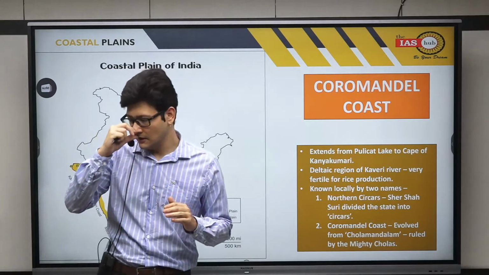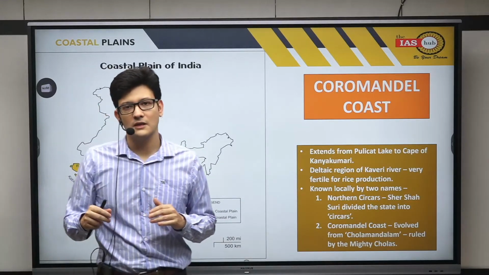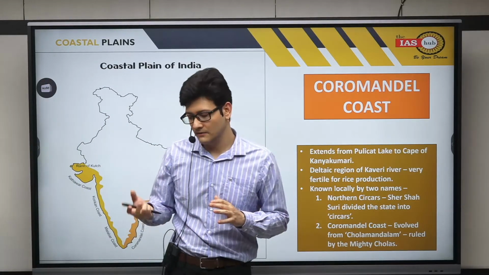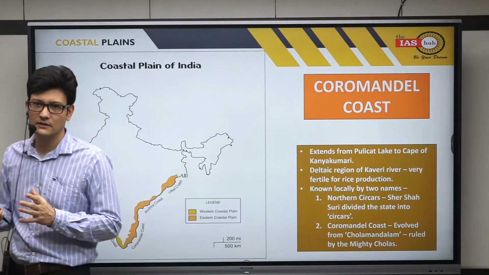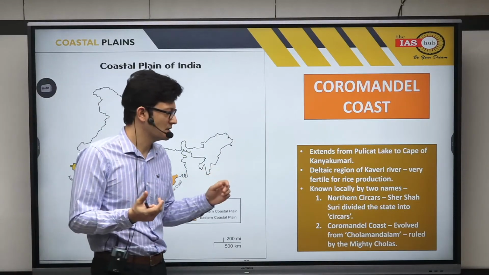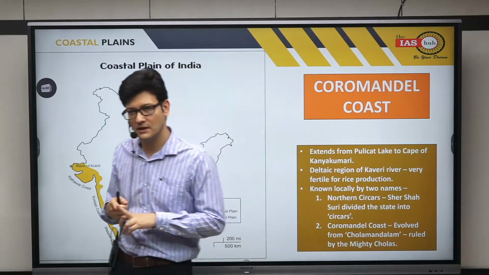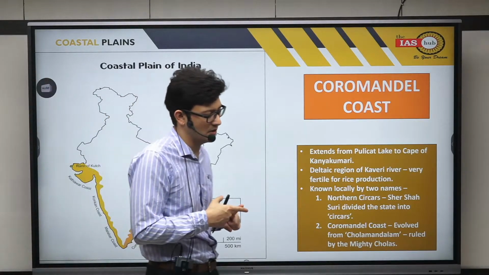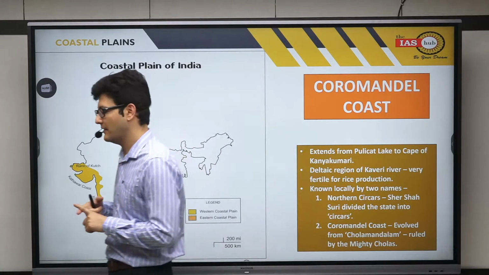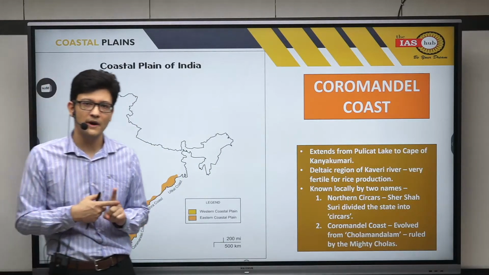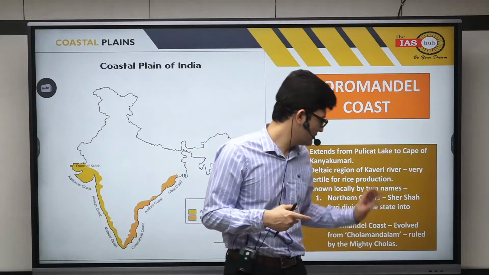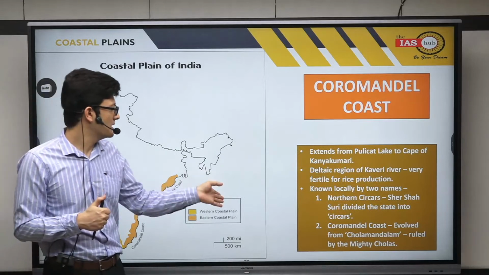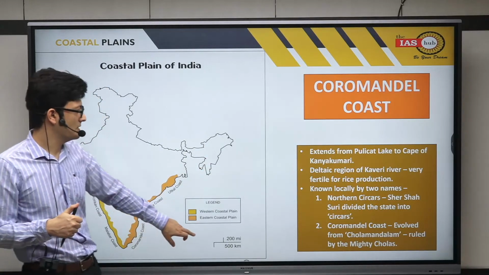So the northern side is known as Northern Sarkars. The Northern Sarkars were divided at the time of Sher Shah Suri. He divided the state into different units, federal units, which were known as Sarkars. So the northern part of the coast is known as Northern Sarkars, and the southern part is known as the Coromandel coast, which is based on the nomenclature of Chola Mandalam, defining the characteristic of this region being ruled by the Cholas in the ancient time. So mighty Cholas in the ancient time. So the southern side is the Coromandel coast, and the northern side of this coast is known as Northern Sarkars.